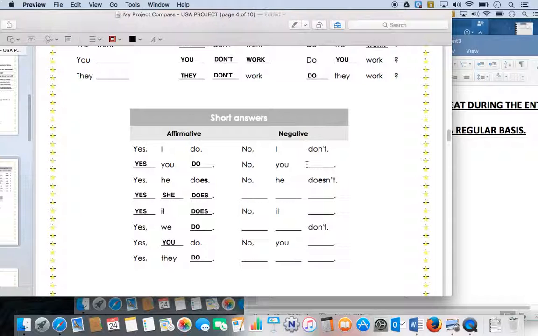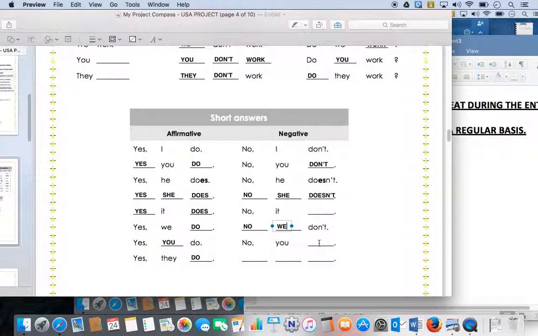And then if we're moving on over to the negative here, so do you work in Montreal? No, I don't. And so on. So no, you don't. No, he doesn't. No, she doesn't. No, it. This one I'm going to let you go. So what do you think it should be here? I'm not going to give you the answer. I'd like you to decide and we'll see if you're able to do it. Okay? No, we don't.